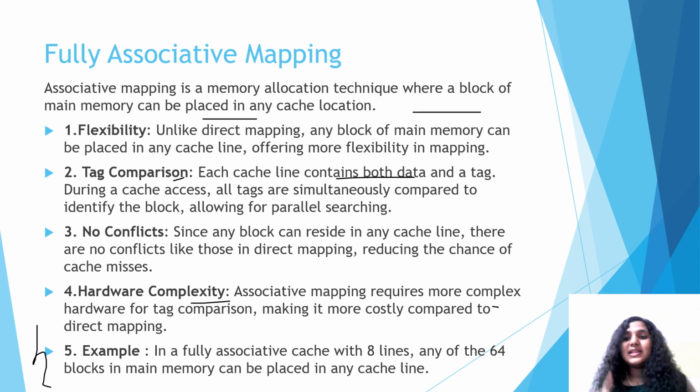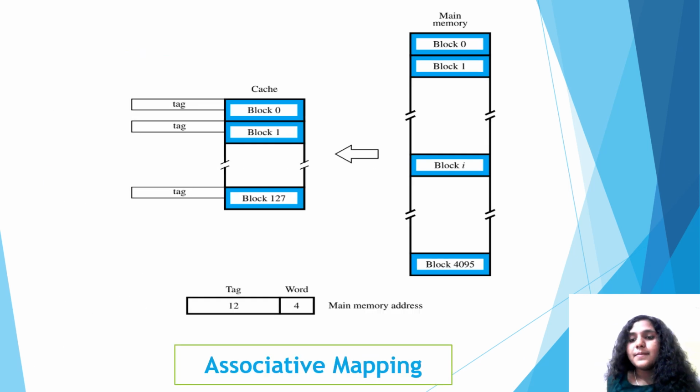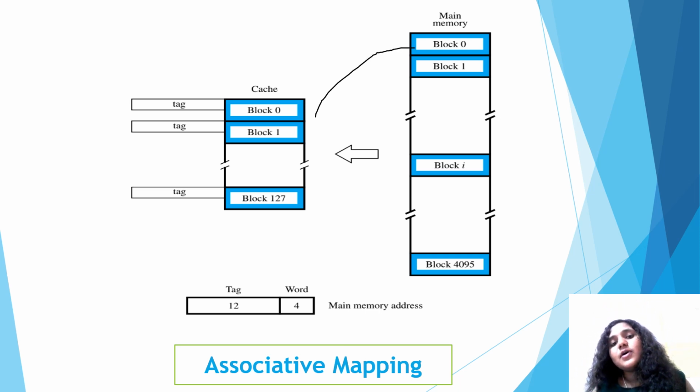Let us move on to the next mapping function. Before moving on, let us also see the block diagram of the associative mapping. As I discussed, any block can correspond to any block in the cache memory. There is nothing specific in the associative mapping.